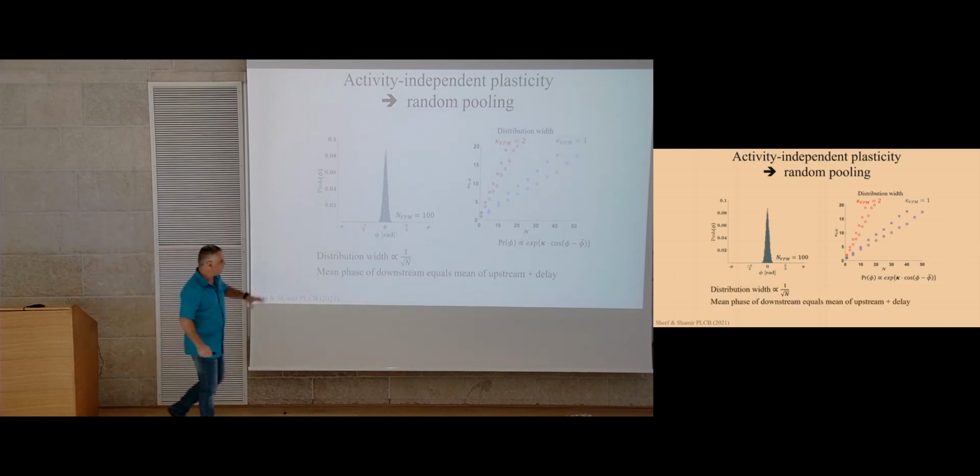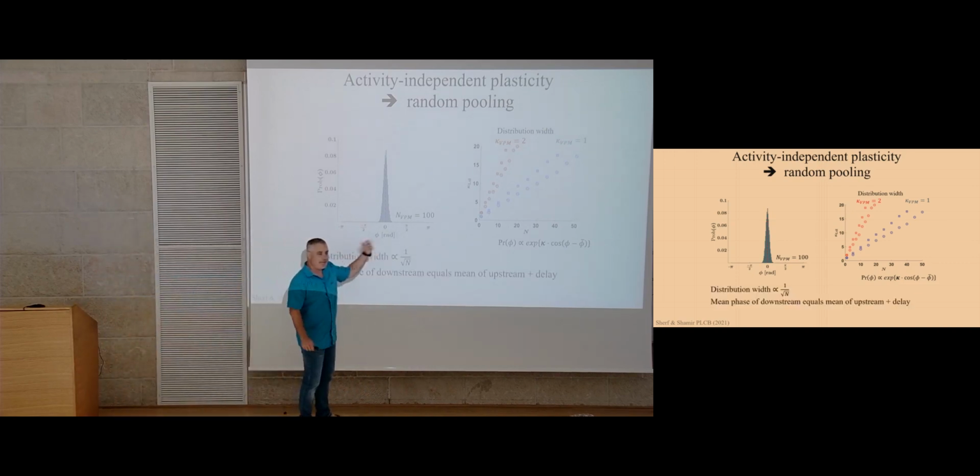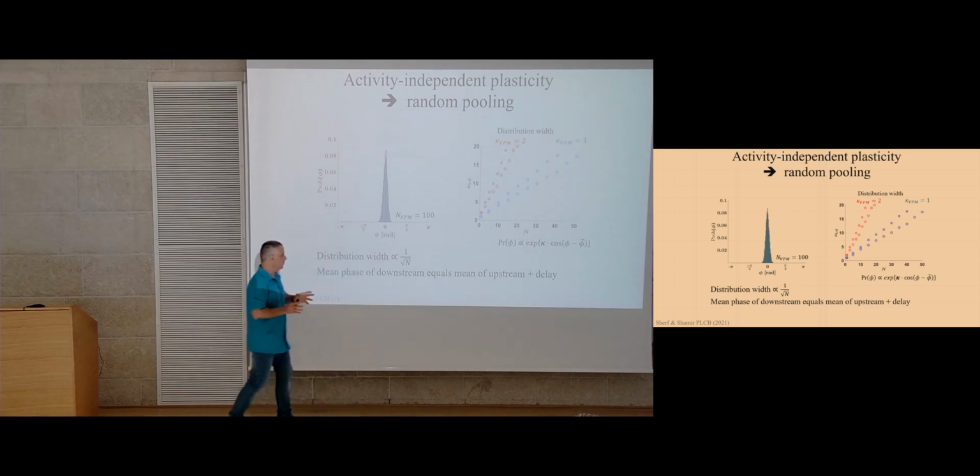Another issue is that if you just randomly average the phases in the upstream population, then the mean phase in the downstream population will be just the mean of the upstream population up to a delay. Okay, this is what we see.